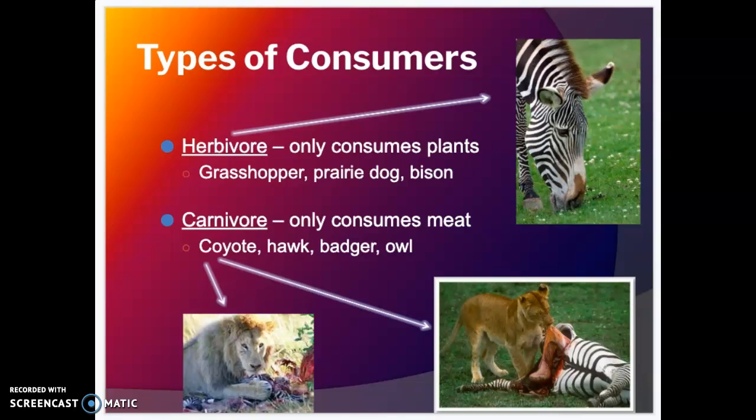They only eat other plants to get their energy. They're an herbivore. Carnivore only consumes meat, like a coyote or like a mountain lion. A mountain lion only eats meat to get their energy. They are a great example of a carnivore. Other examples are badgers and owls, wolves, things like that. You can even break it down into omnivores, right? Omnivores eat both plants and they eat meat. So there's many different types of consumers.